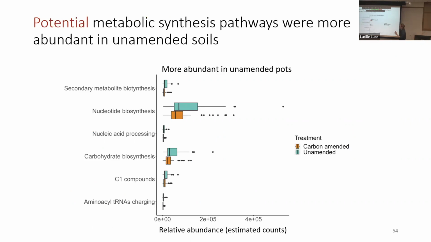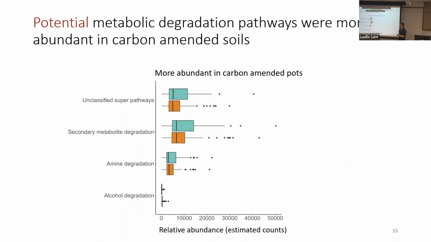But what we did see is that the potential metabolic pathways that were more abundant in unamended soils compared to carbon amended soils in this greenhouse experiment were generally synthesis pathways. Right now, I only am showing you the pathways that were more abundant in unamended soils. So the microbes are doing secondary metabolite biosynthesis, nucleotide biosynthesis, carbohydrate biosynthesis. This is in contrast to the metabolic pathway estimates that were more abundant in carbon amended soils. These pathways are generally more degradation pathways: secondary metabolite degradation, amine degradation, alcohol degradation. And actually this unclassified super pathway at the top, that's just all the pathways that we don't know anything about.